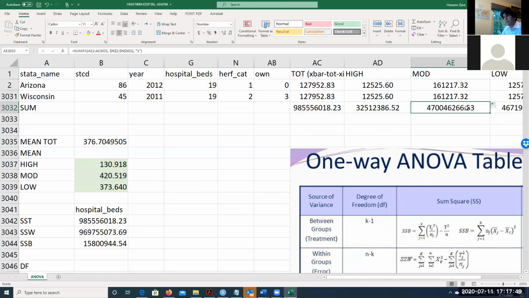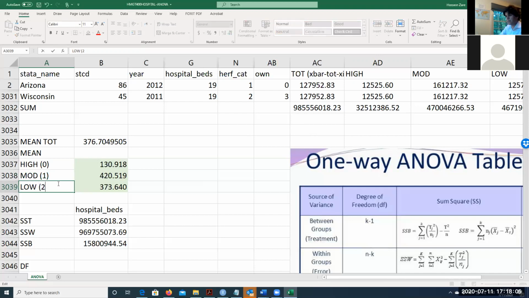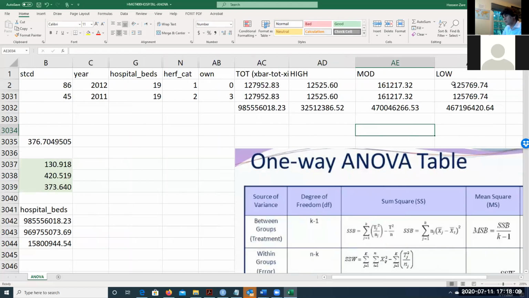do this again, the SUMIF for this comment. This time I filter by 1 for the moderate. So let me add a 0 here, 1 here, and 2 here, so you will not be confused. And finally, I should compute this one.